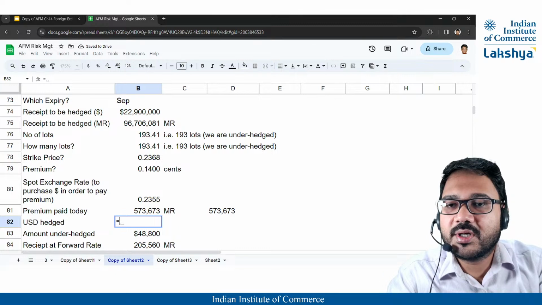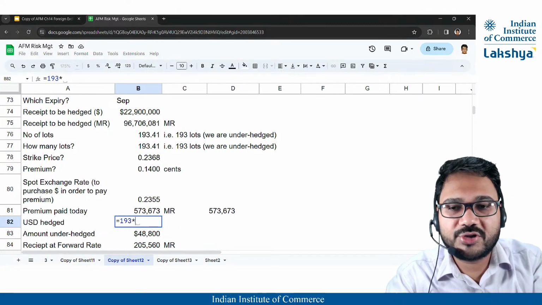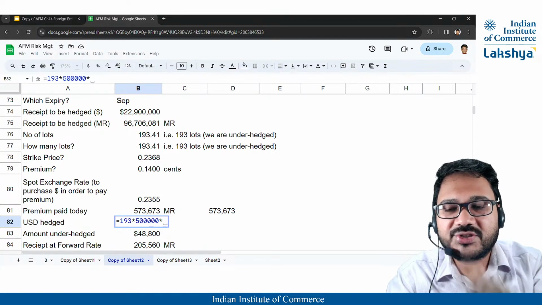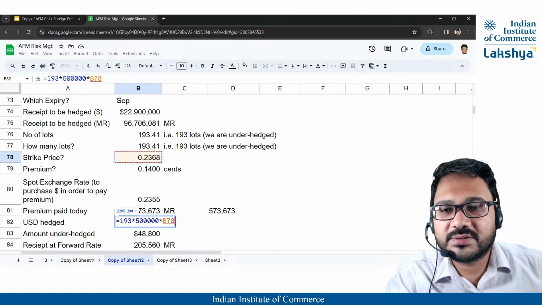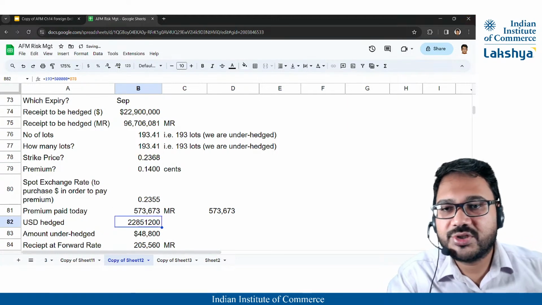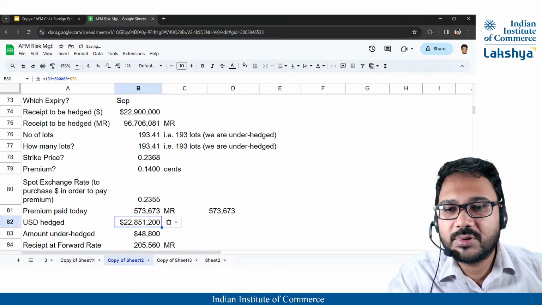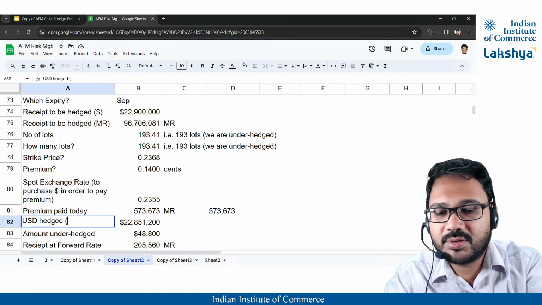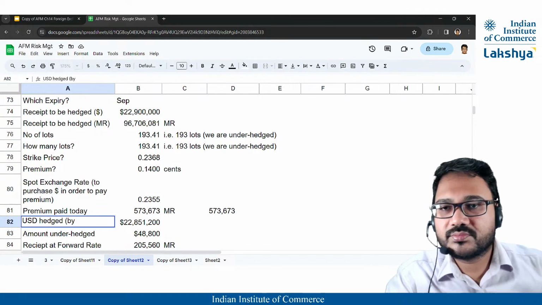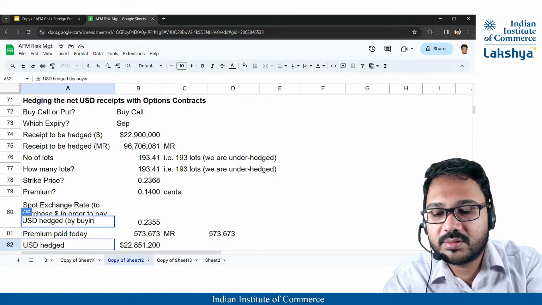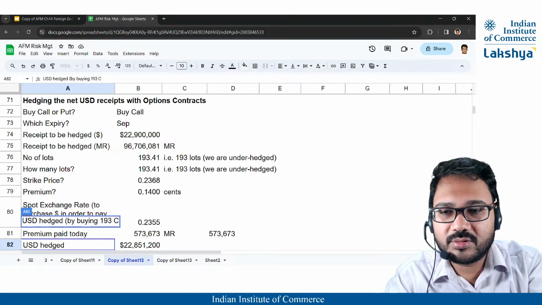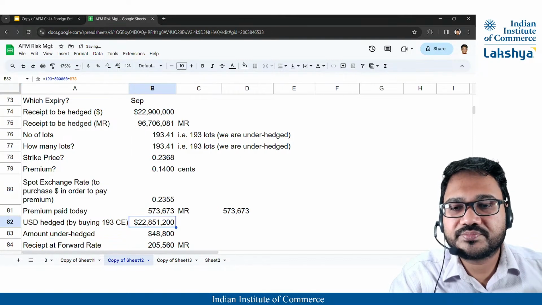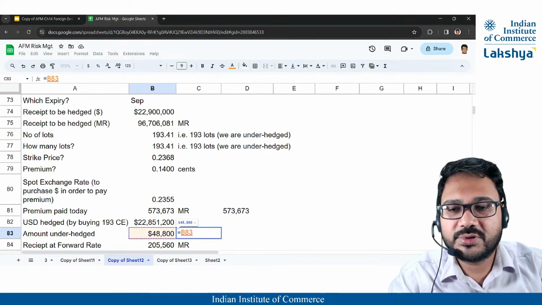So how much are you hedging? You are hedging 193 lots. Each lot has 500,000 MR, and the exchange rate, or the effective exchange rate, will be your strike price. So you are hedging these many dollars, USD hedged by buying 193 options, is this many million dollars.